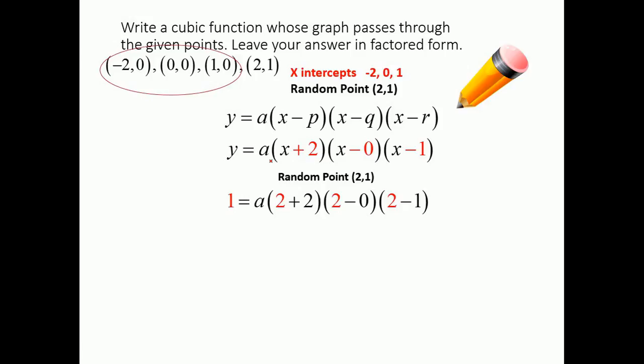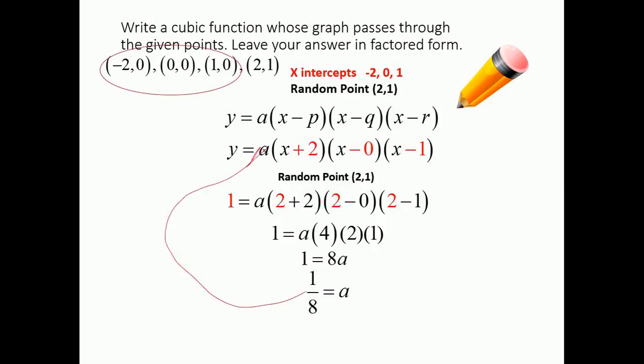Do the math really quick here. So 2 plus 2, we're going to get 4. 2 minus 0 is 2, and 2 minus 1 is 1. Let's do multiplication quick. 4 times 2 is 8, times 1, that's 8. And then it looks like I have to divide by 8. So we'll get 1/8 for my a. So just like last time, we're going to take that 1/8 and put it right here.